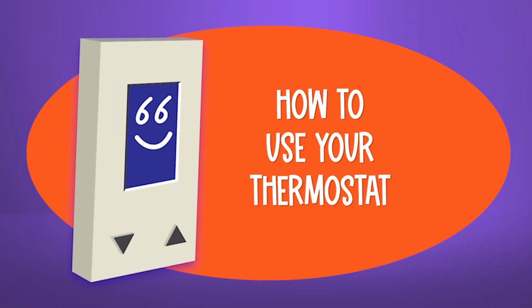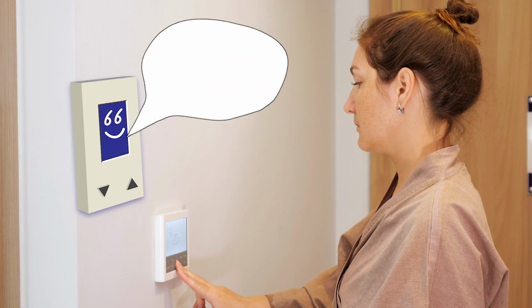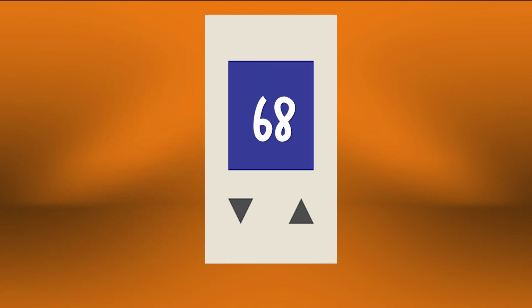Like people, thermostats come in all shapes, sizes, and abilities. Let's get started with the basics so that you can have all the information you need. To change the temperature on the thermostat, simply use the up or down buttons to set the temperature you desire.